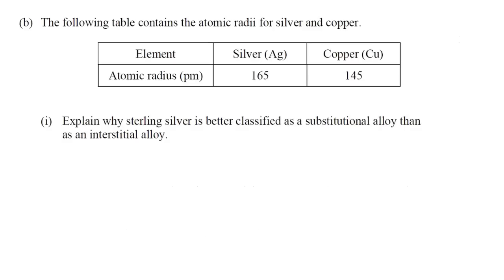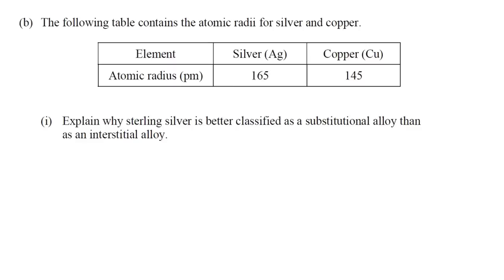We are not making a prediction about what type of alloy this is. So if you're wondering, how do I know if 145 is similar to 165 or whether 145 is smaller than 165? That's not the choice you have to make, because part B I says, explain why sterling silver is better classified as a substitutional alloy. So they've already made the choice for you.